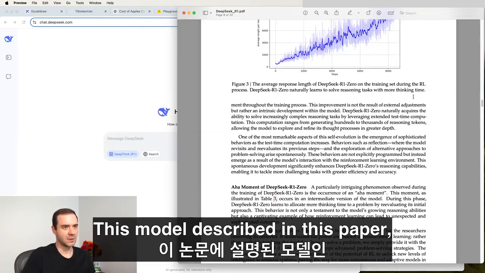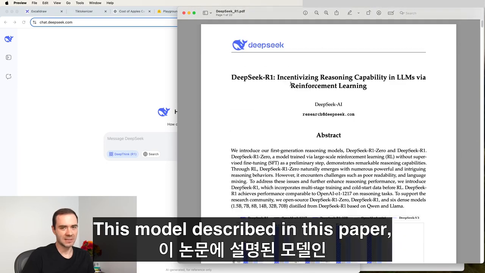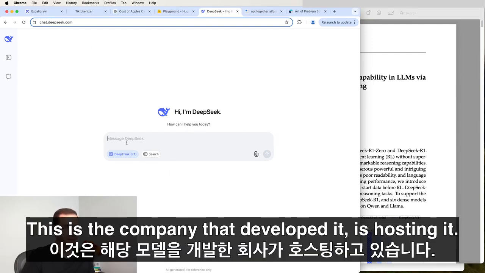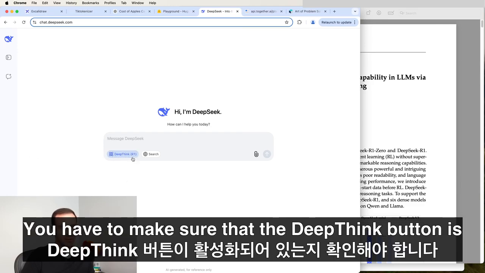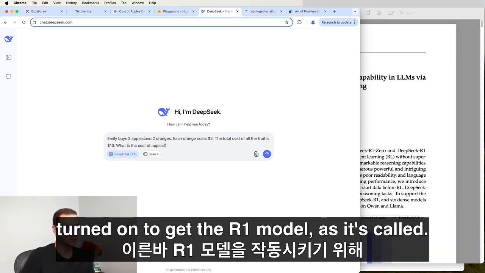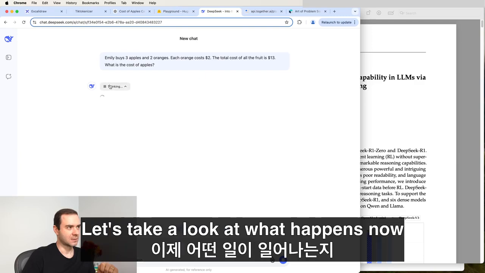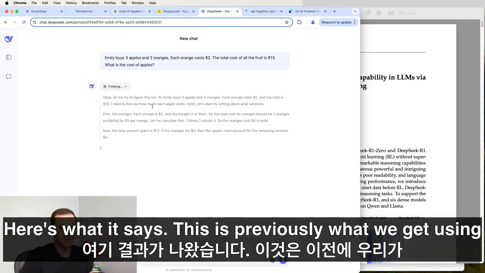This model described in this paper, DeepSeek R1, is available on chat.deepseek.com. So this is the company that developed it hosting it. You have to make sure that the Deep Think button is turned on to get the R1 model, as it's called. We can paste it here and run it. Let's take a look at what happens now and what is the output of the model. Okay, so here's what it says.